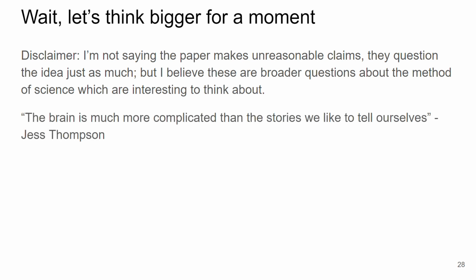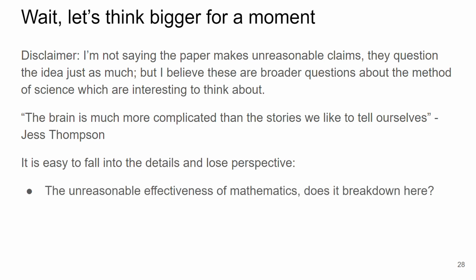As Jess says, she's another member of the reading group if you don't know her, and she's awesome, she says that the brain is much more complicated than the stories we like to tell ourselves. The moment she said it, it just stuck in my mind. And it keeps coming back to me whenever I'm reading anything about the brain. It's easy to fall into the details and lose perspective. I was working on this slide last night, and I had the more philosophical questions of the unreasonable effectiveness of math.